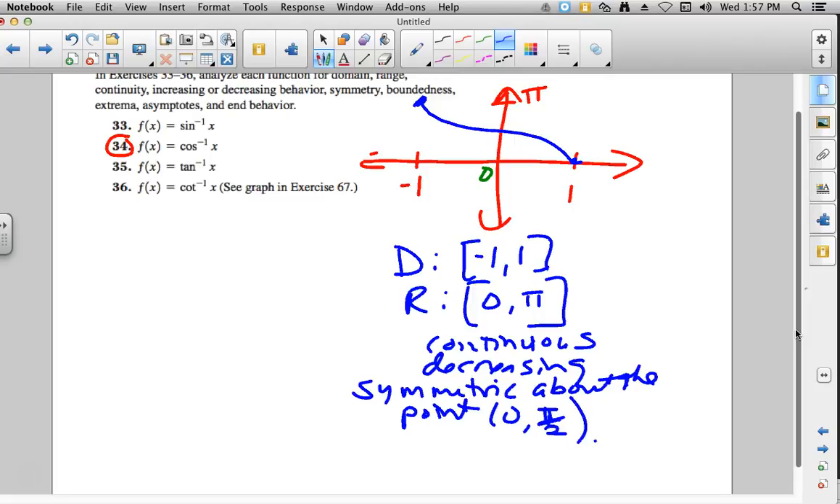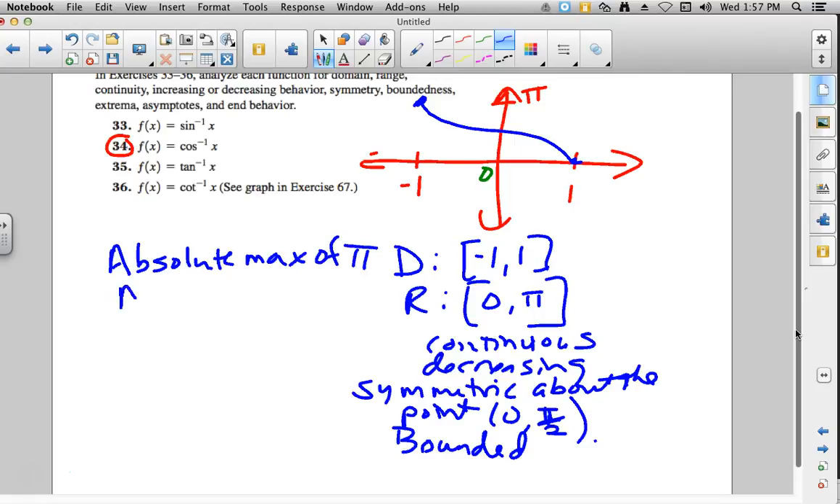It is bounded. We cut it off on purpose, if you remember right. We were trying to find that PVR to use that would cover everything that we needed when we did our inverses. And it does have an absolute maximum of pi, and it does have an absolute minimum of 0. That again is the y value that we're looking for there.